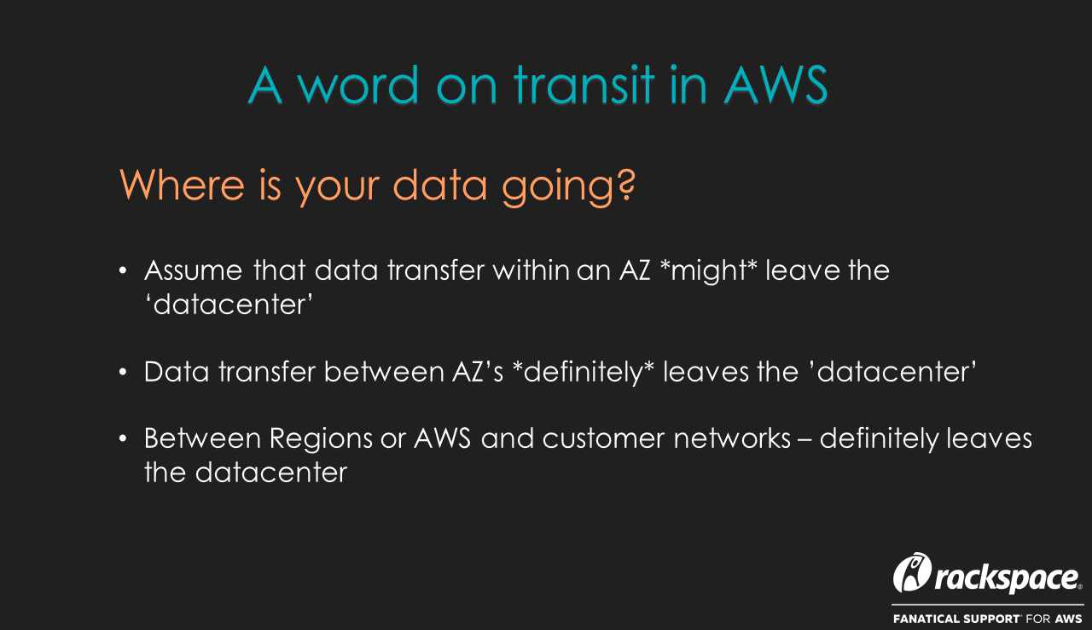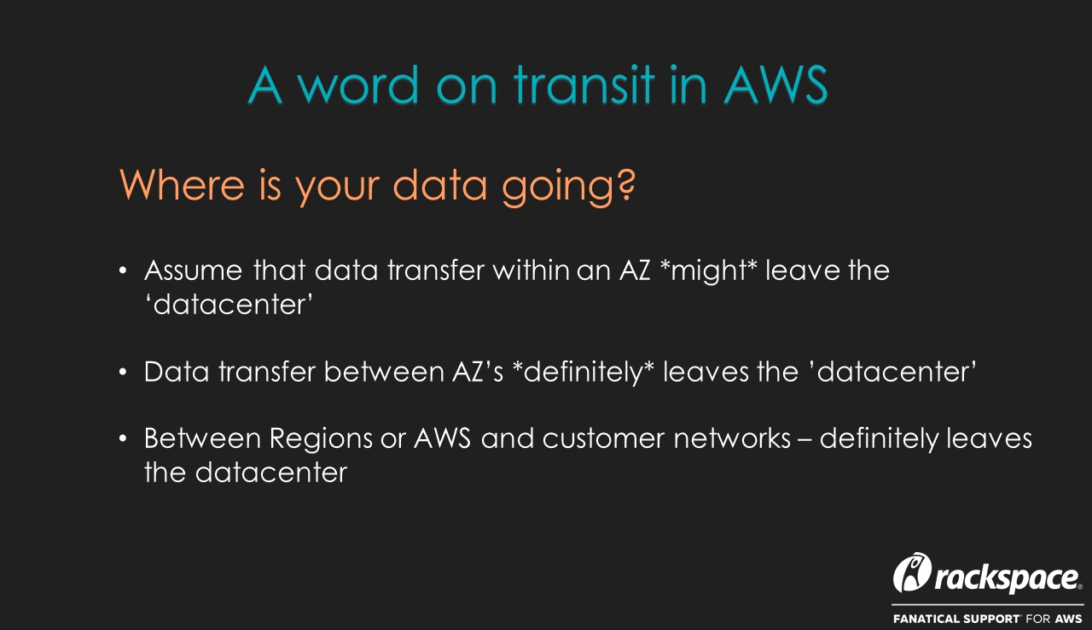So transit in AWS is kind of a different animal. The old concepts of network perimeters are kind of thrown out the window. You don't exactly know where your data is going at all times. So it's always safe to assume that any data transfer could potentially leave what we think of as the data center. It may go outside of your perimeter just because of the way that software-defined networking within the virtual private cloud, the VPC, and AWS works.